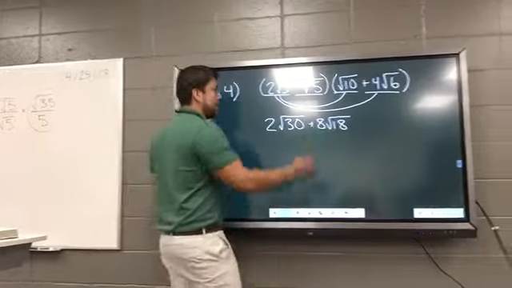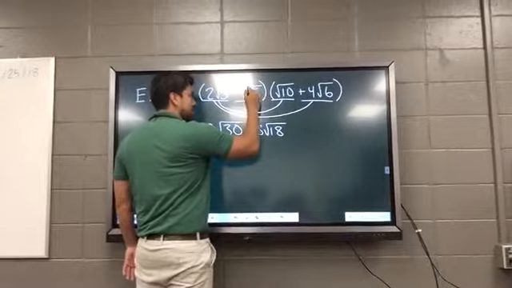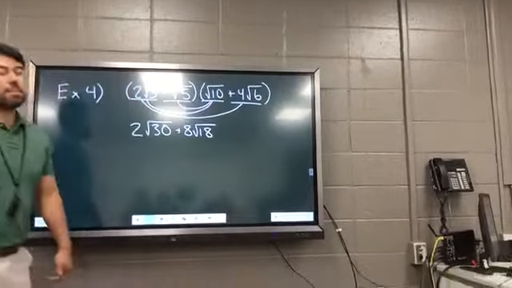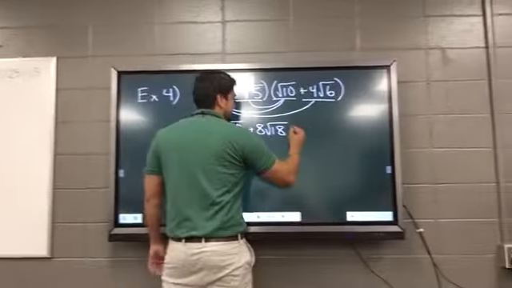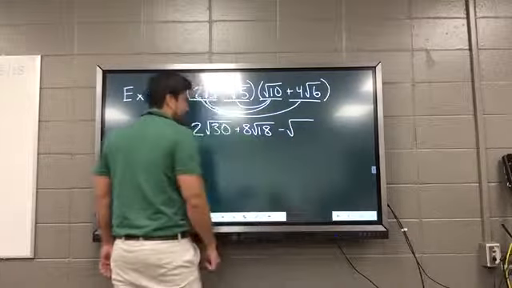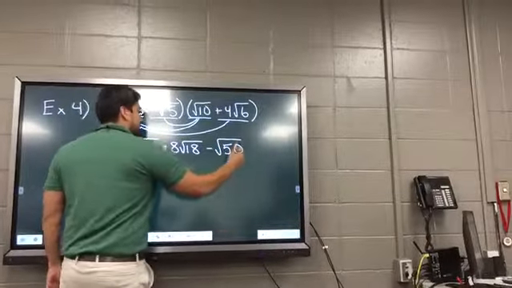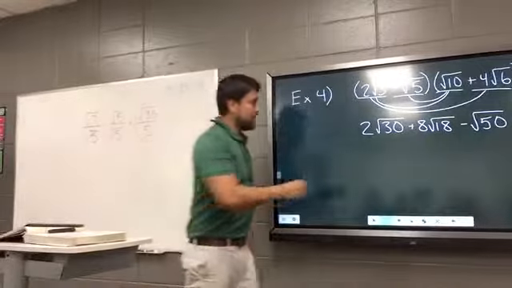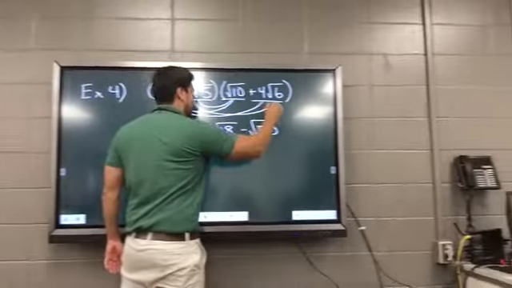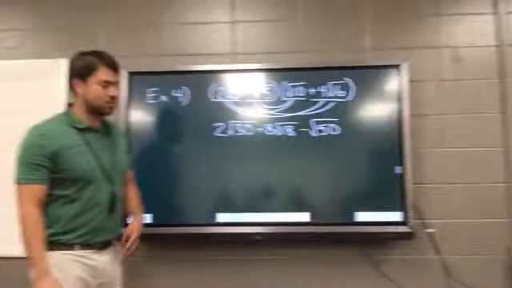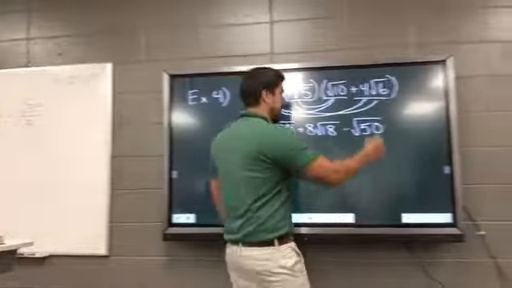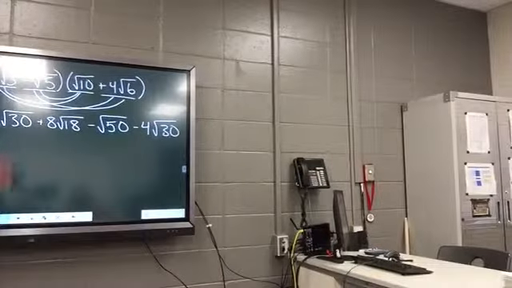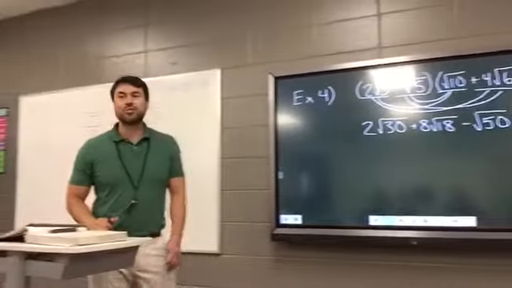Don't rush. All right, inside would be the opposite of the square root of 5, or negative square root of 5, times square root of 10 would be positive or negative? Negative. The square root of 50. Good. Square root of 50, or the opposite of the square root of 50. And last, negative the square root of 5 times 4 times the square root of 6 would be negative 4 times the square root of 30. I got that first step done.